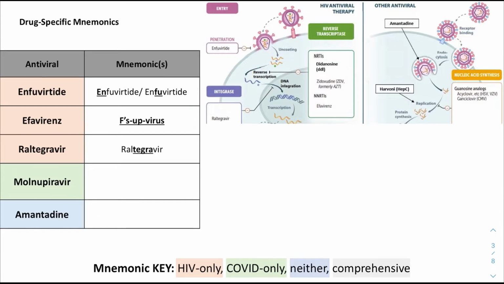Lastly here is Raltegravir, and we're just going to be using the mnemonic that was brought up in lecture, which is the tegra, meaning that it's going to inhibit the integrase that is used by the virus in order to actually integrate its newly formed DNA into the host genome. So those 3 drugs were all for HIV.